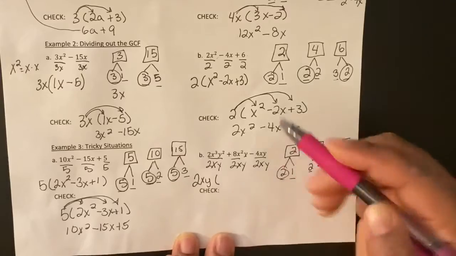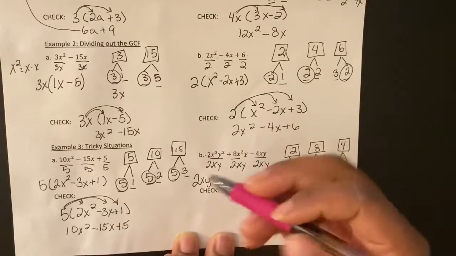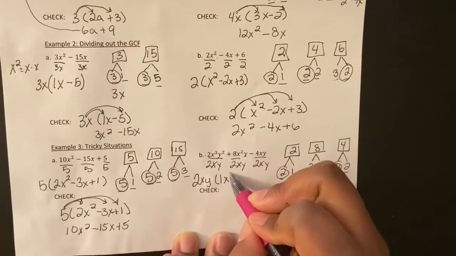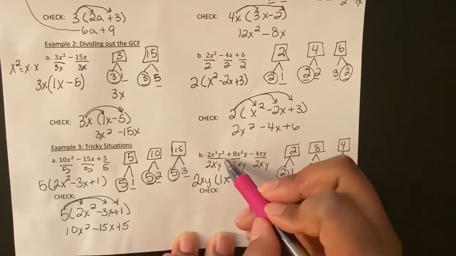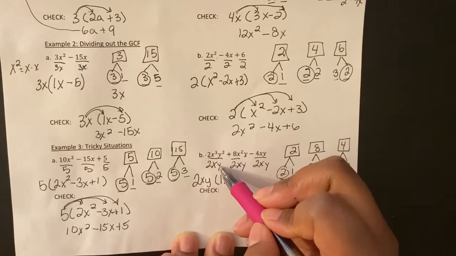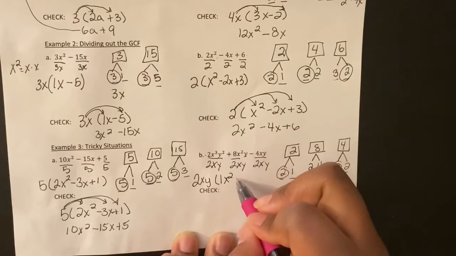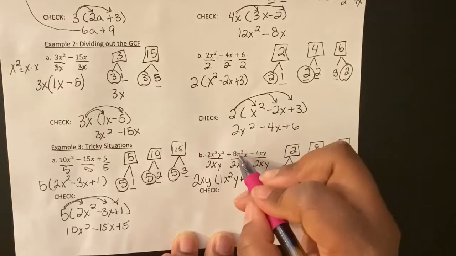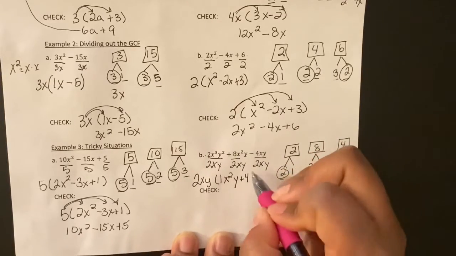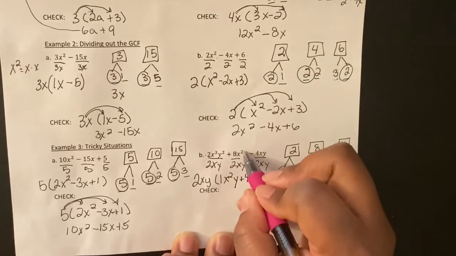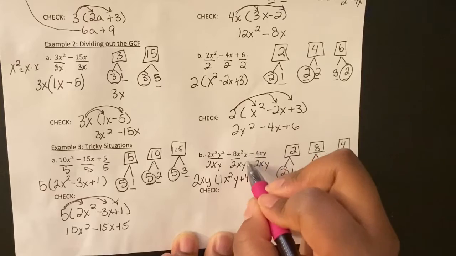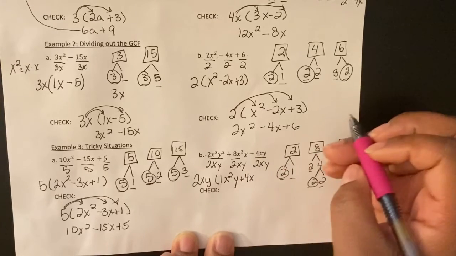What's left? Well, 2 divided by 2 is 1. X cubed divided by x is like saying 3 minus 1, which is x squared. Remembering our exponent rules, y squared divided by y is like saying 2 minus 1, which is just 1, so it's just 1y. Plus 8 divided by 2 is 4. X squared divided by x is 2 minus 1, which is just 1x. Y divided by y is like saying 1 minus 1, which is 0. So there's no y's here.